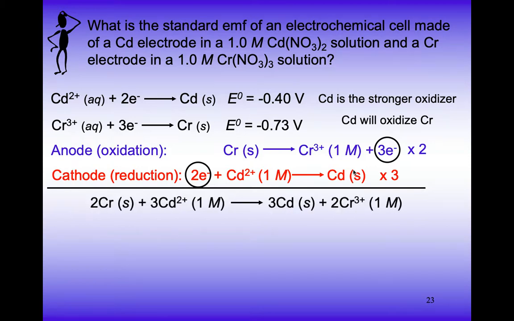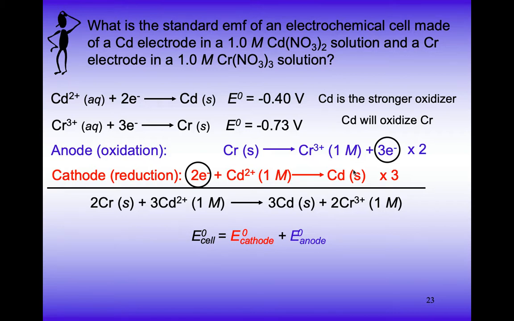Then we can add that all together and we get our final balanced equation as 2 chromium as a solid plus 3 cadmium ions, 1 molar. Again, that's a standard cell, a 1 molar solution, yielding 3 cadmium solid plus 2 chromium 3 plus, again at 1 molar. Now, to determine the cell potential, very simple.